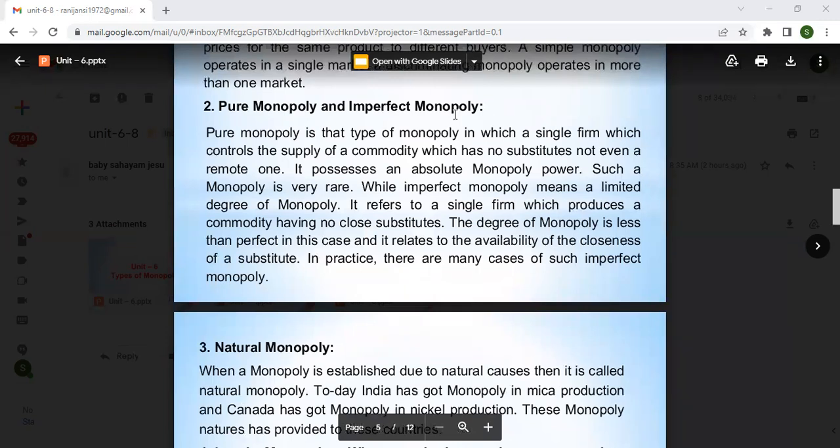Pure monopoly is that type of monopoly in which a single firm controls the supply of a commodity which has no substitutes, not even a remote one. It possesses an absolute monopoly power, such a monopoly is very rare, while imperfect monopoly means a limited degree of monopoly. It refers to a single firm which produces a commodity having no close substitutes. The degree of monopoly is less than perfect in this case, and it is related to the availability and closeness of a substitute. In practice, there are many cases of such imperfect monopoly.